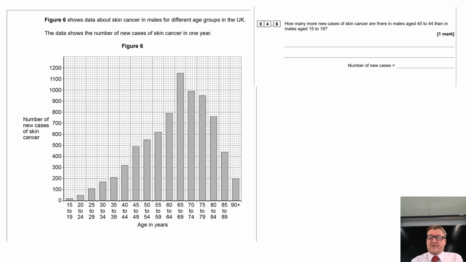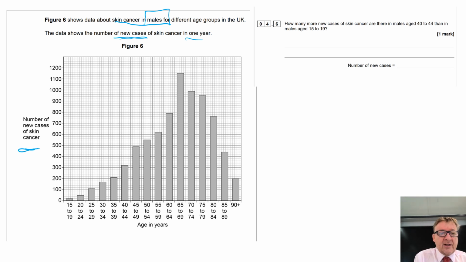What graph? I like graphs. Graphs are cool, right? Because you can look at a graph, you can get loads of marks. Figure 6 shows data about skin cancer. So we're not talking about lung cancer, we're talking about skin cancer in males. For different age groups in the UK, the data shows the number of new cases of skin cancer in a year.